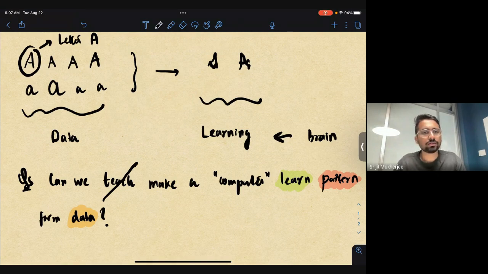I hope you understood. If you can understand, please give a thumbs up out there. So you're making a computer learn pattern from data.